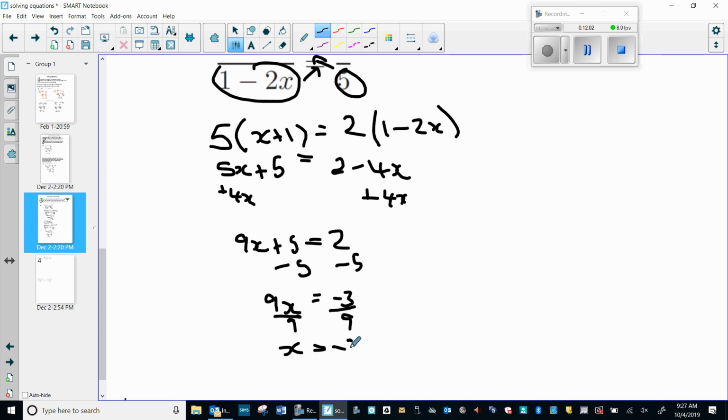Okay, and what about negative 3 over 9? Do we leave it like that? And then you divide. Good, so that's negative 1 over 3. So always simplify your fractions. Don't leave it like that. If you're not sure, just chuck it in your calculator, but leave it as the fraction. Don't write it as the decimal, especially ones like that because it's a recurring decimal.